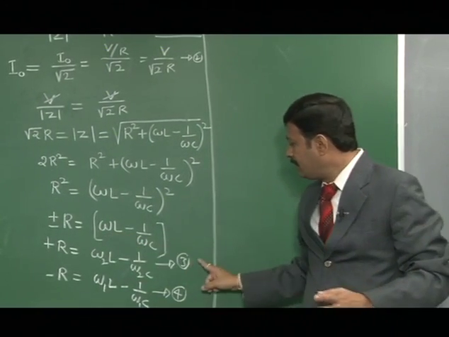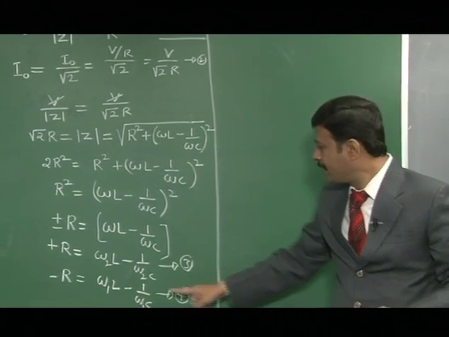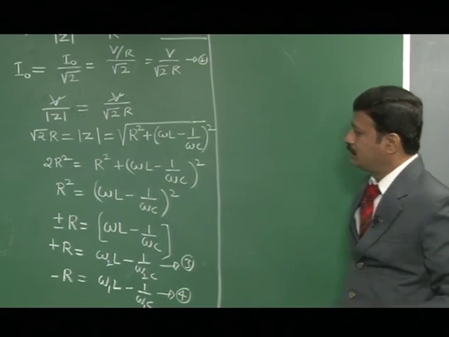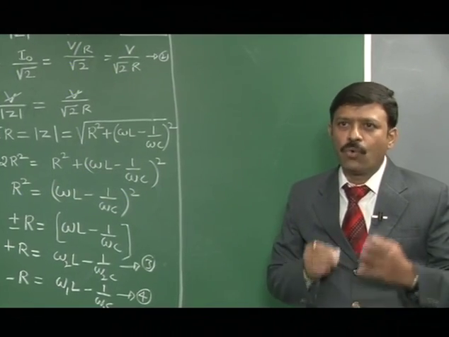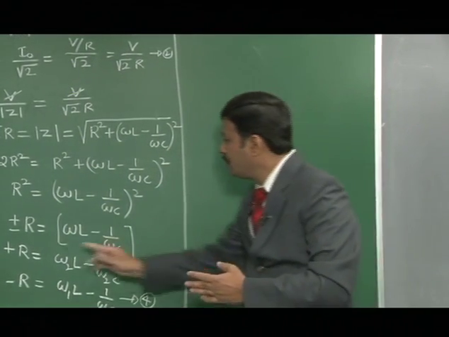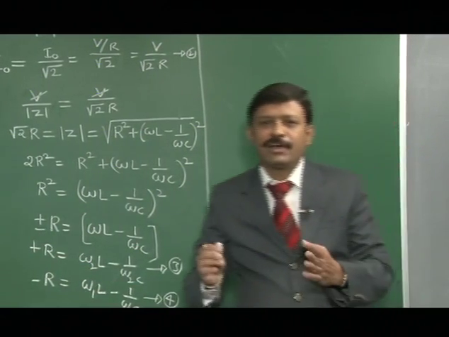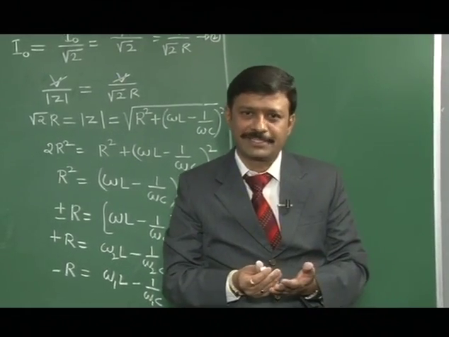For plus R, it is inductive. At this point, it is an inductive circuit, and at this point, it is capacitive in nature. Now, in order to get the bandwidth expression, first we have to add these two expressions. Later, we have to take the difference of these two expressions.